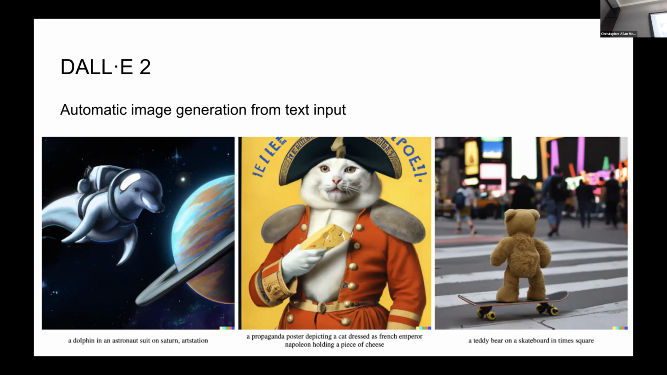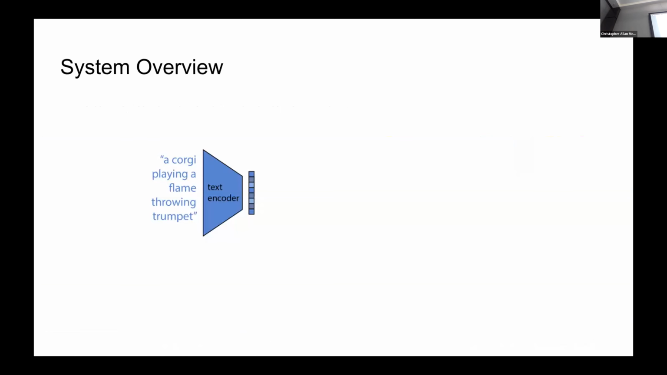But how does that actually work under the hood? So you would first need this so-called text encoder, which is a neural network that takes in a long text, and then it's going to encode it into this long vector that's called the text embedding.